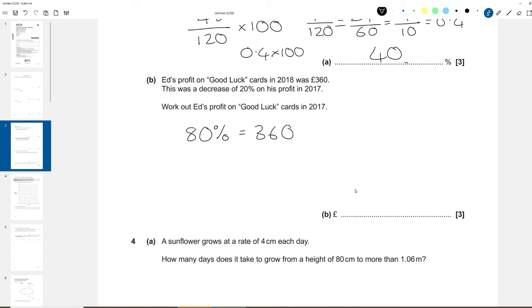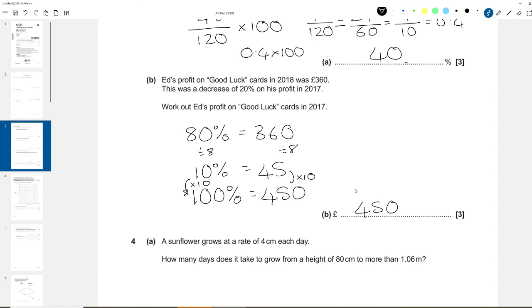Now what we want to do is try and get back to 100%. There are different ways of doing this. I'm going to divide by 8 on both sides, which would be 10%. And so 360 divided by 8 is 45. And then to get 10% to 100%, I need to times by 10. So I need to do the same there because we're in the same proportion. So my answer would be £450.